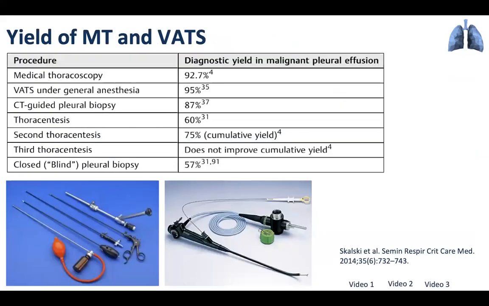The yield of medical thoracoscopy for malignant effusions is about 92 to 93%. VATS gives you a better yield of 3% higher because you have better exposure of the upper parts of the lung, especially. In patients who have pleural nodularity, the CT-guided approach is not completely unreasonable.